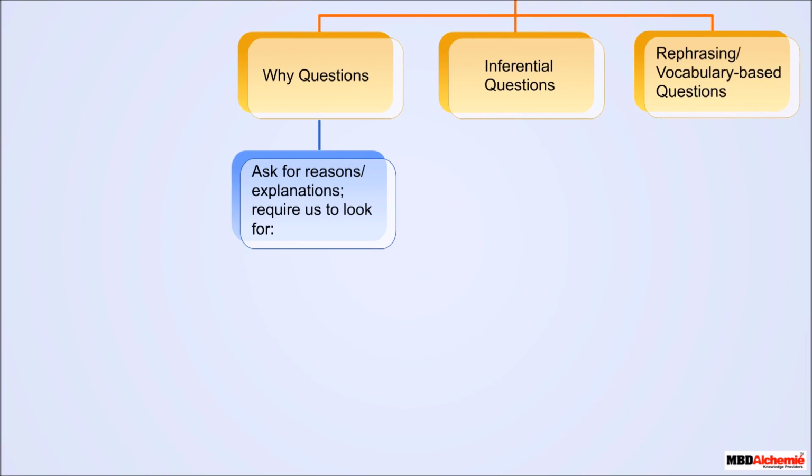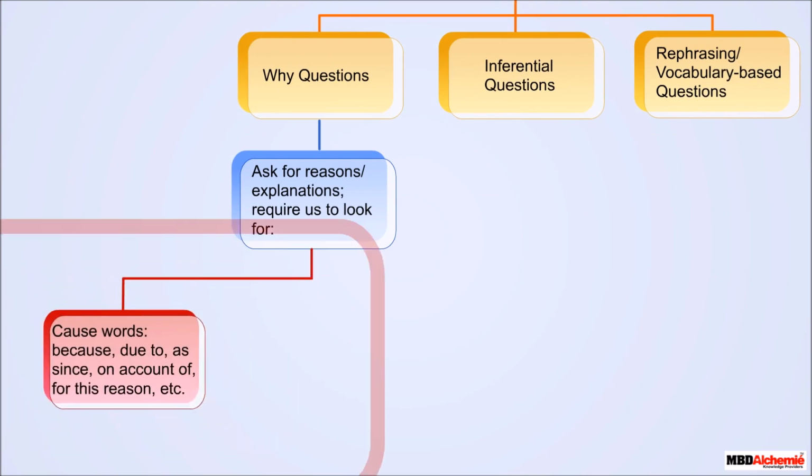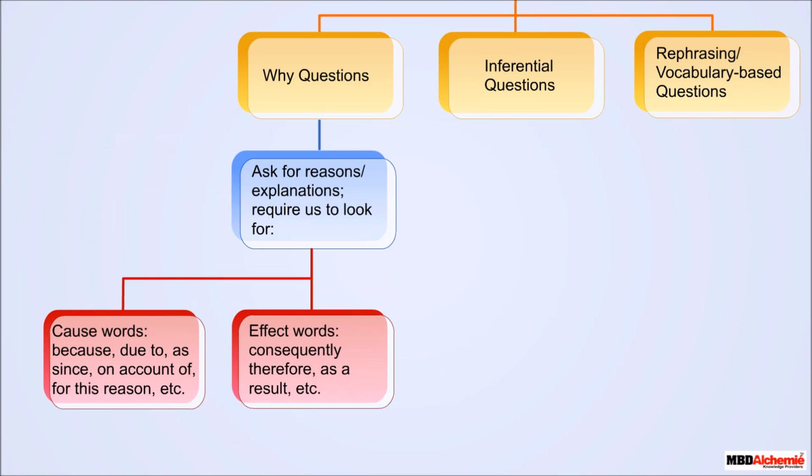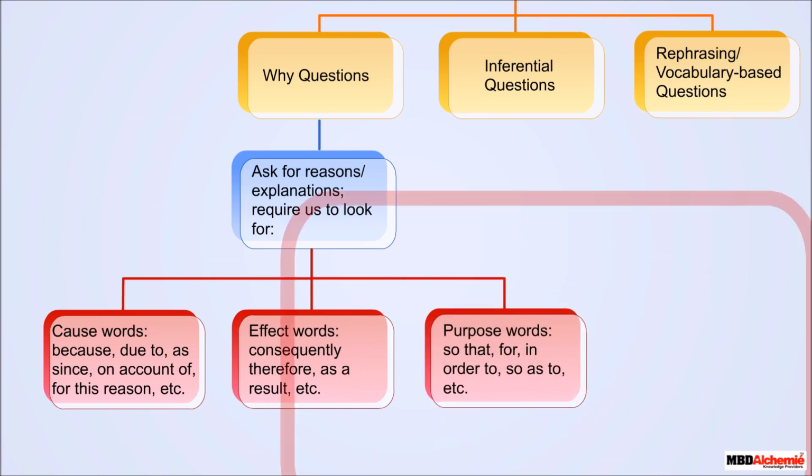Some examples of cause words are because, due to, as, since, on account of, for this reason, etc. Some of the effect words are consequently, therefore, as a result, etc. Some purpose words are so that, for, in order to, so as to, etc.